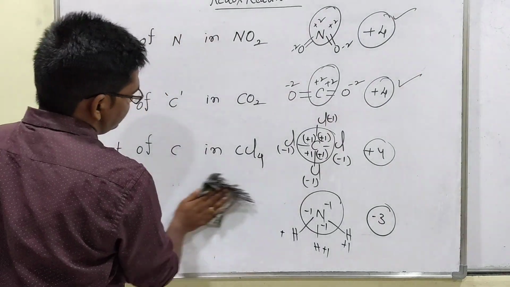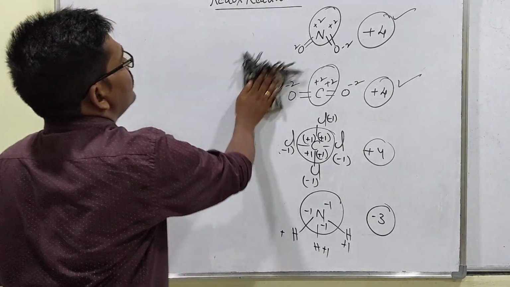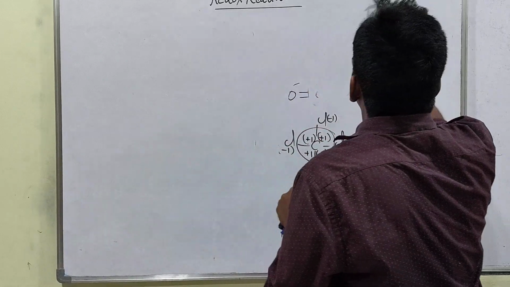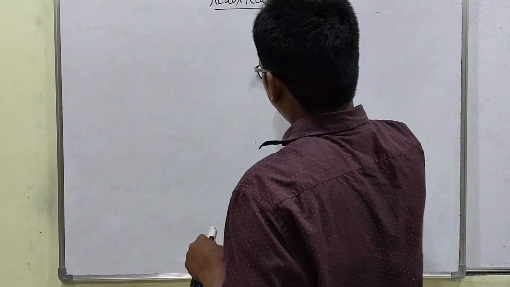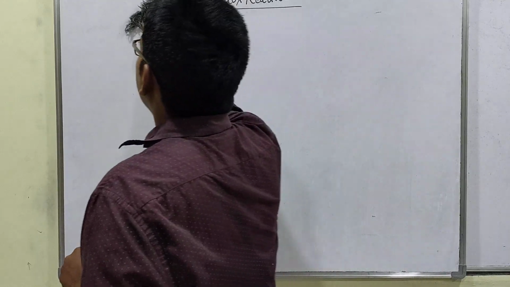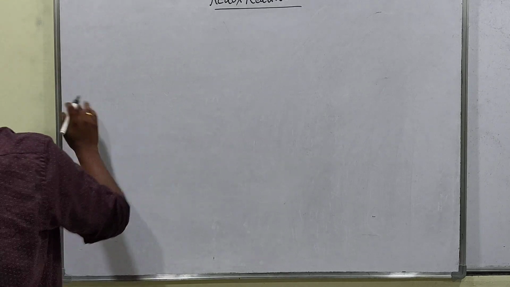So then some exceptional cases also you have to see, for example, Na2S4O6. So in that, the oxidation state of sulfur in Na2S4O6.